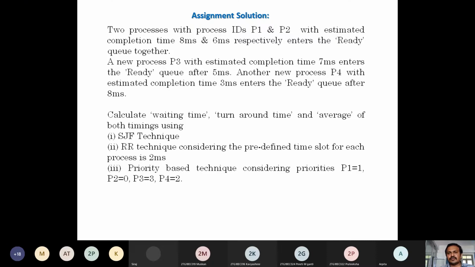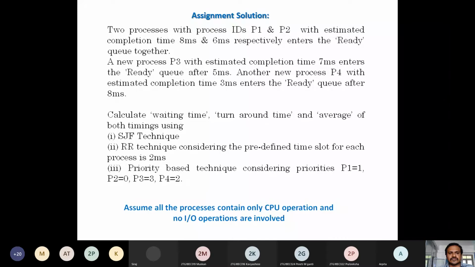Then another new process, P4, has a completion time of 3 milliseconds. It enters during system execution, at 8 milliseconds. When the system is running at the 8th millisecond, P4 enters with a completion time of 3 milliseconds. So this is the problem statement, and it asks us to calculate waiting time, turnaround time, and the average of both using 3 different task scheduling techniques.